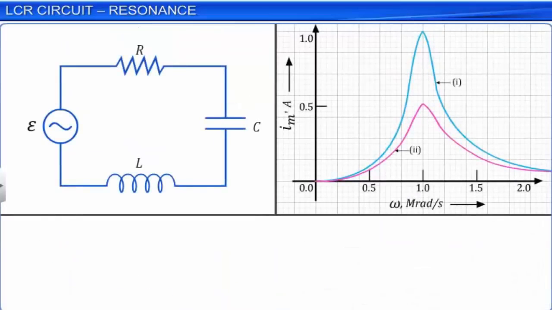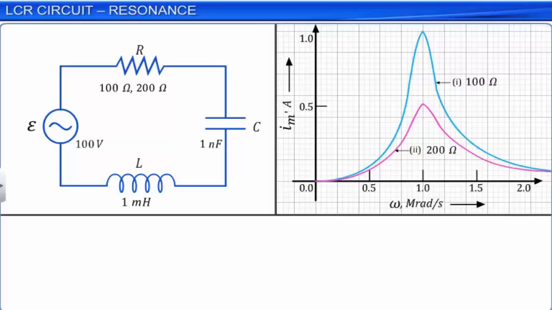Here is a sample graph for the amplitude of current Im versus angular frequency omega, plotted for the values L equal to 1 millihenry, C equal to 1 nanofarad of an LCR circuit with two different values of resistance R. The first plot is for the value R equal to 100 ohm, and the second one for R equal to 200 ohm. The amplitude of the source voltage Vm is taken equal to 100 volt.